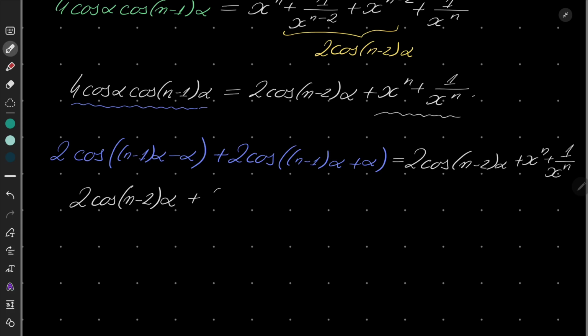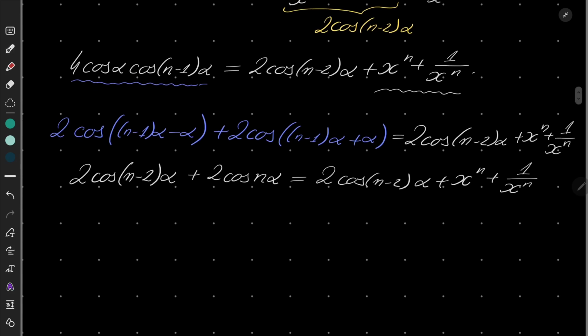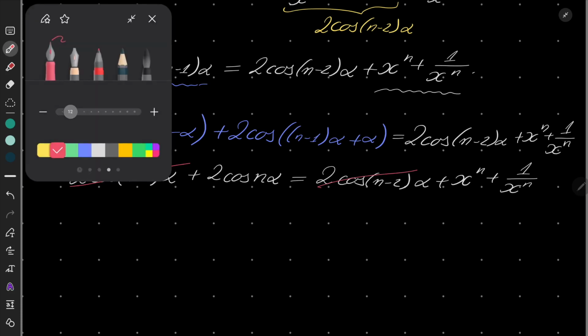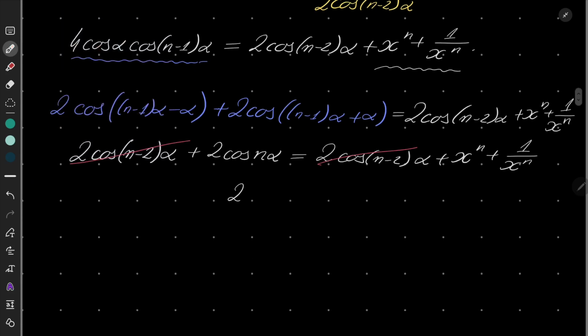Here on the other hand we have 2 times cosine of n times alpha. And here we have 2 cosine of n minus 2 alpha plus x to the nth power plus 1 over x to the nth power. And now let's notice that this and this vanish from our equation, and we are left with 2 times cosine of n times alpha equals x to the nth power plus 1 over x to the nth power.